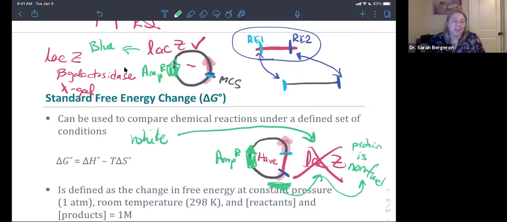Is CRISPR fair game? Yes, CRISPR is fair game. Absolutely. It's in the book. We spent a lot of time in class on it. Yeah, it's fair game. You know, I love it. Absolutely. Anything else?